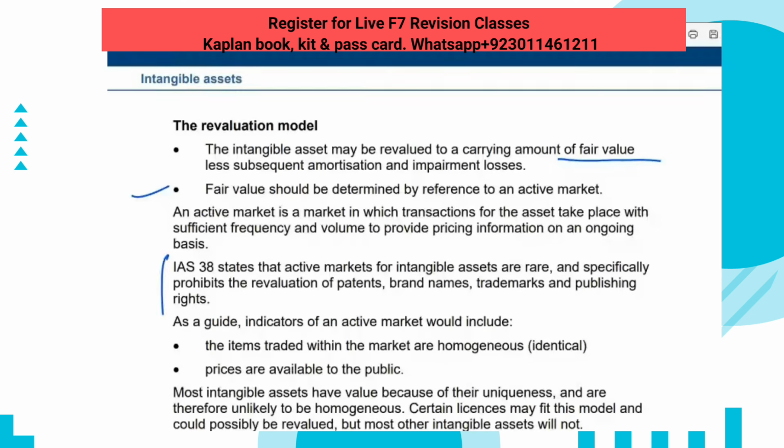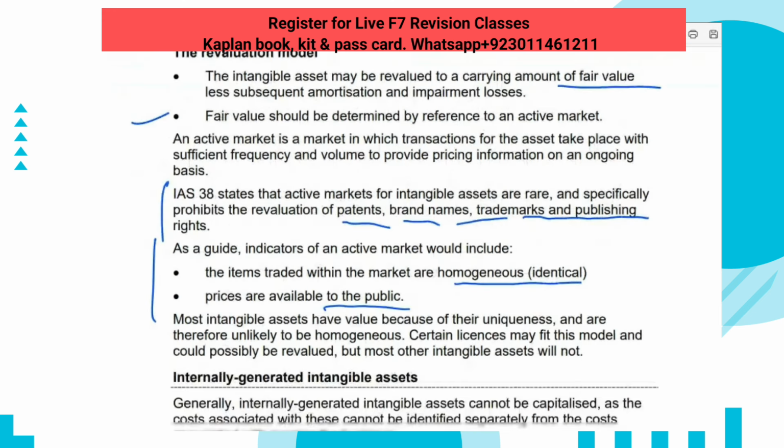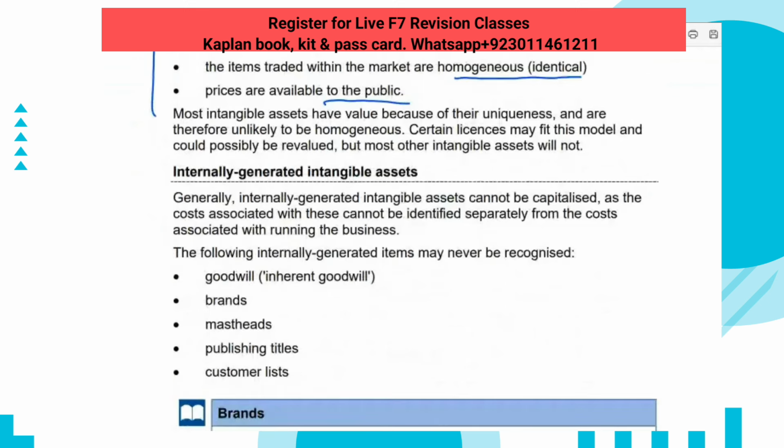IAS 38 states that active markets for intangible assets are rare and specifically prohibits the revaluation of patents, brand names, trademarks, and publishing rights. A guide for indicators of an active market would include that the items traded within the market are homogeneous and identical, and prices are available to the public. So this rule also must fulfill the criteria. Then only you can use the revaluation model in a successful way.